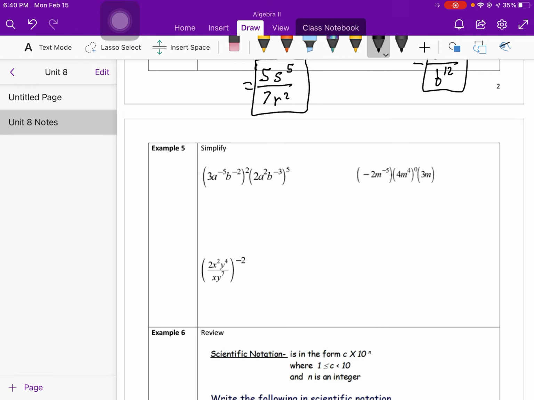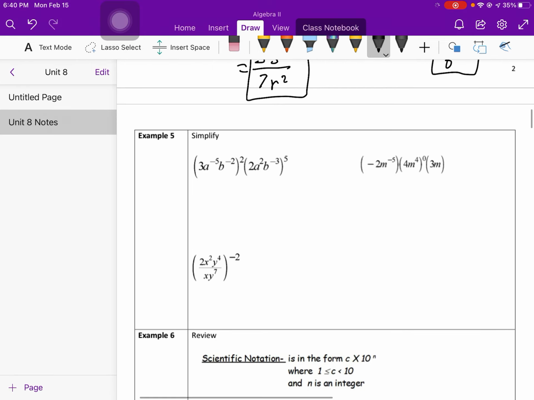All right, and then to simplify the next ones here, so again, you want to do the exponents first. So let's go ahead and distribute that to each part. Don't forget about that 3 out front. So 3 squared is going to end up giving us 9. A to the negative 5th times 2 gives us a to the negative 10th. And then b to the negative 2 times 2 is going to give us b to the negative 4th. And put that in parentheses. I do the same thing on this side.